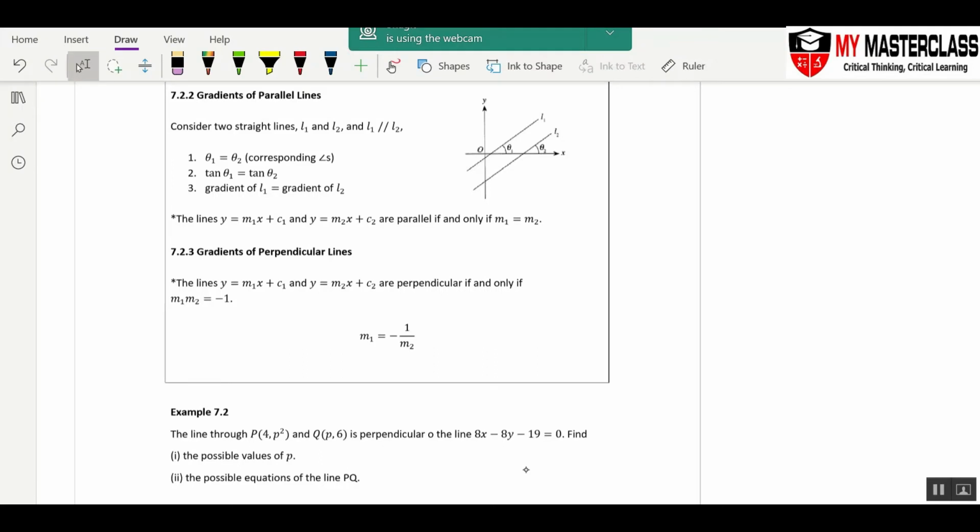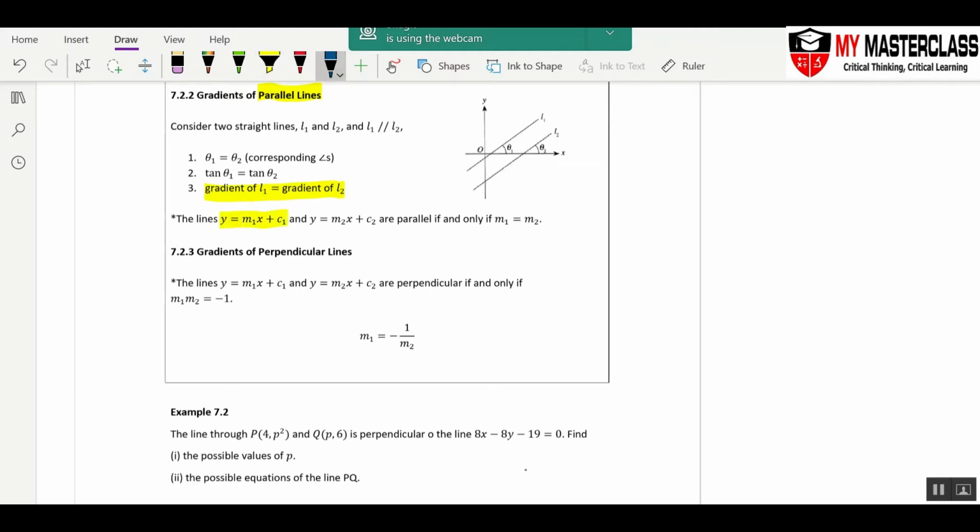For this next part on gradient of parallel line and perpendicular line, by now at Sec 3 you should know that when lines are parallel, the gradients are the same. How to read off the gradient from a line? We must always make y equals to mx plus c. Y must be the subject first.